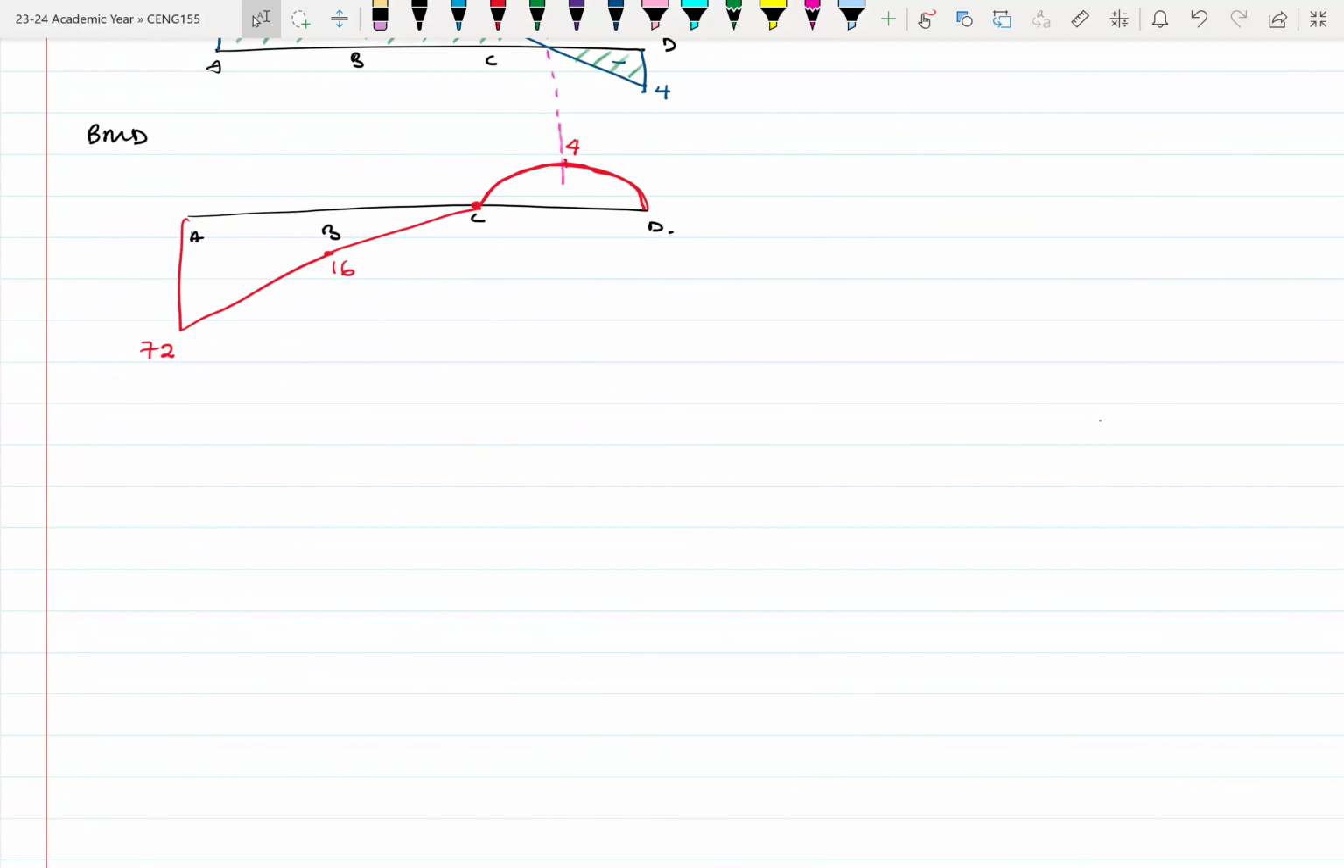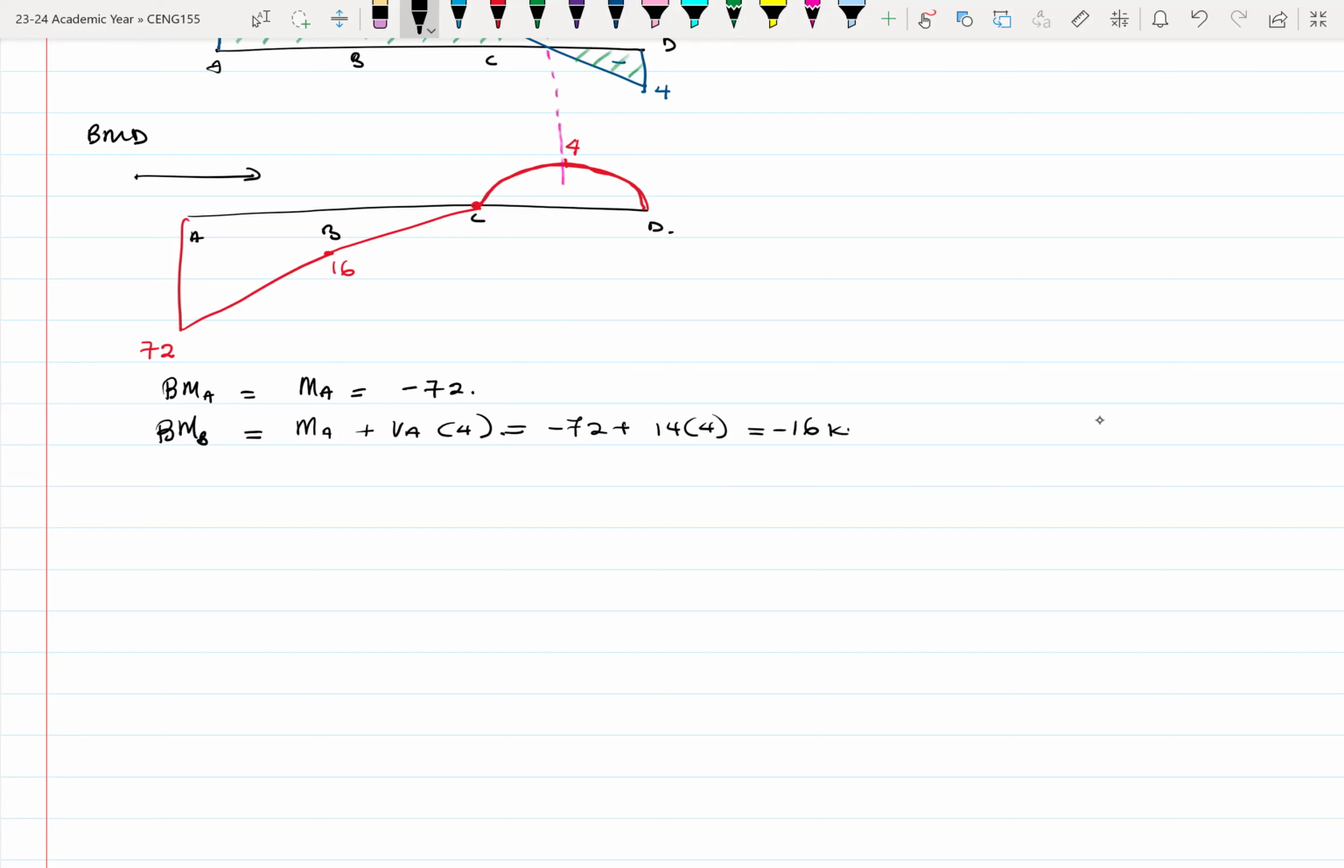So pretty much, the bending moment at A is equal to MA, which is equal to minus 72. Bending moment at B, so here I'm doing that from the left towards the right. It becomes MA plus VA times 4. So this will be equal to minus 72 plus 14 times 4. That'll give me minus 16 kilonewton meter.